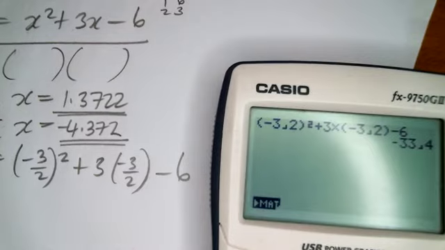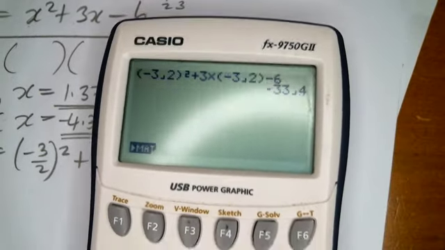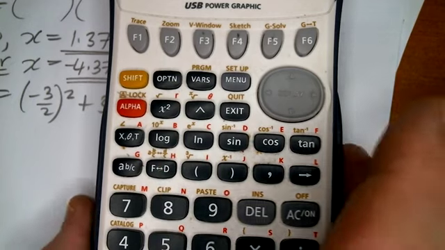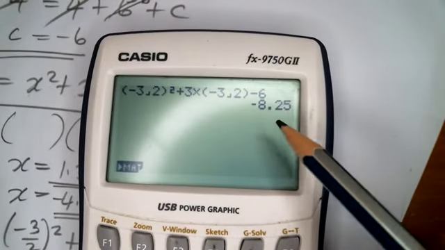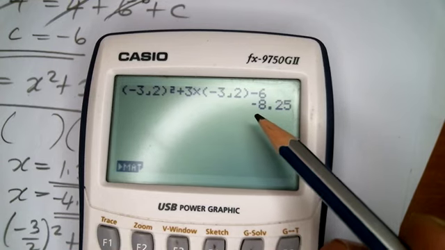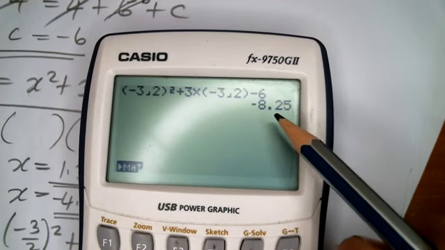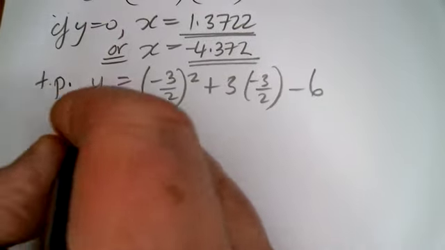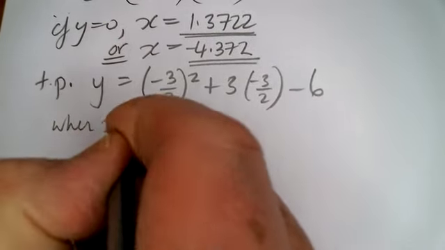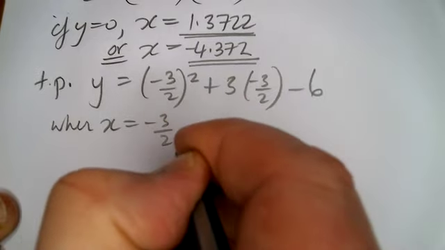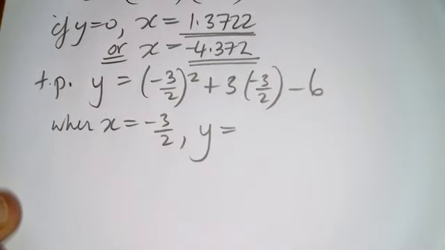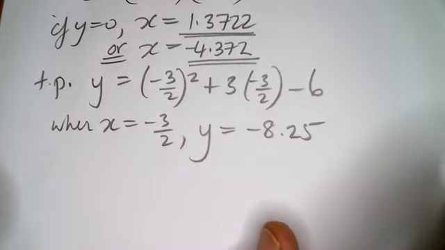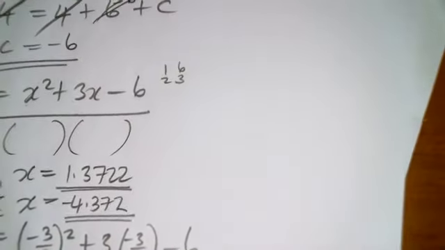So what do we end up with? We've got negative 33 on 4. I'm going to push the FD button, that one there, and you'll notice that now turns from an improper fraction to a decimal. So I've got negative 8.25. There it is. So y, when x equals negative 3 on 2, equals negative 8.25. So now if we're going to sketch this thing, what does it look like?